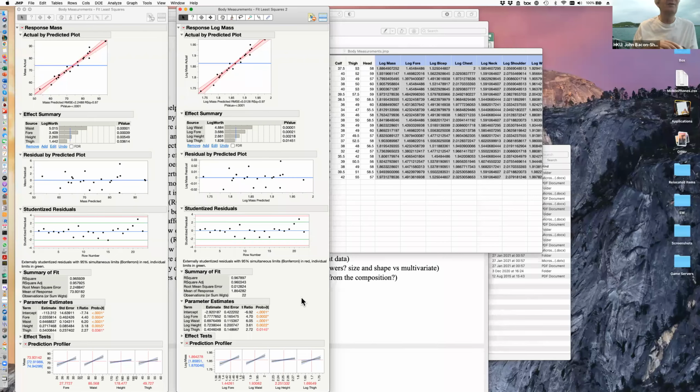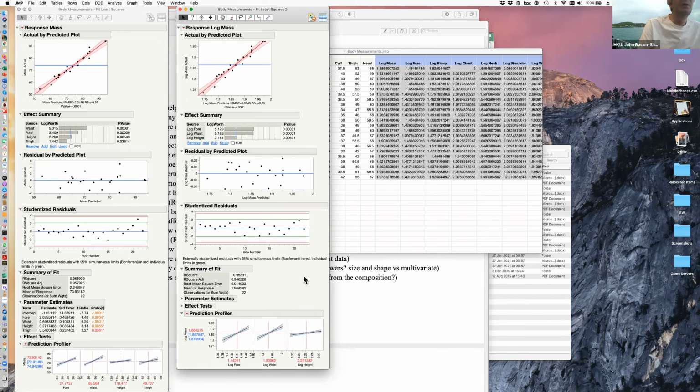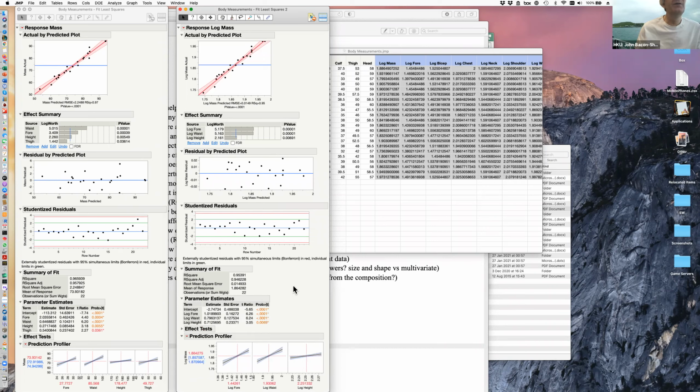In fact, if I simplify it down, let's see what happens if I remove one more. If we remove down to 3 variables, you will see that the coefficients of log forearm, log waist, and log height are all not too far from 1. Log forearm is 1.02, log of waist is 0.8, but with a standard error of 0.13. Log of height is 0.7, but with a standard error of about 0.23.